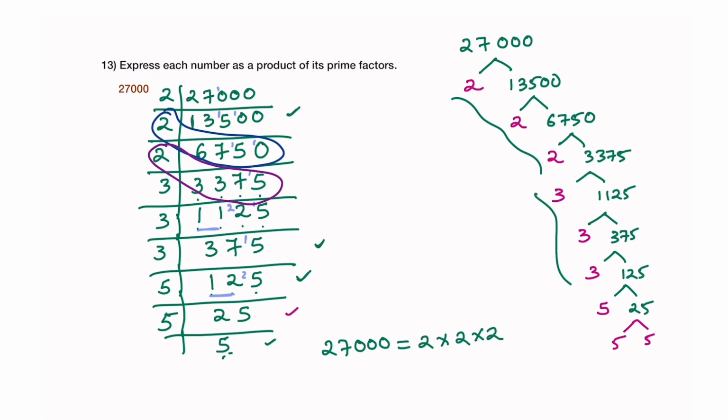And how many 3's? 3 times, right? So 3 times 3 times 3. Of course, times will be here. And then how many 5's? 3 times again. 5 times 5 times 5. And it's done. Let's confirm here.